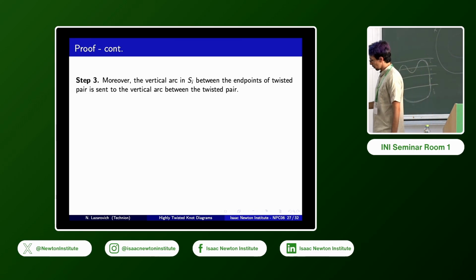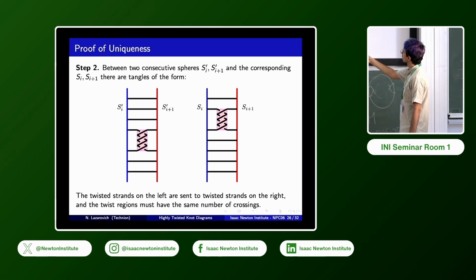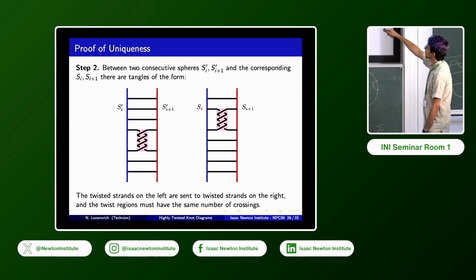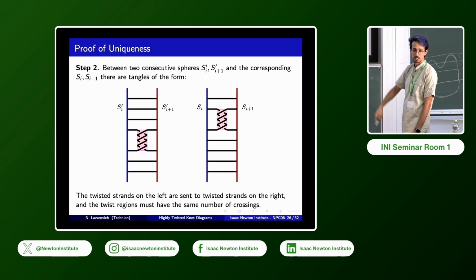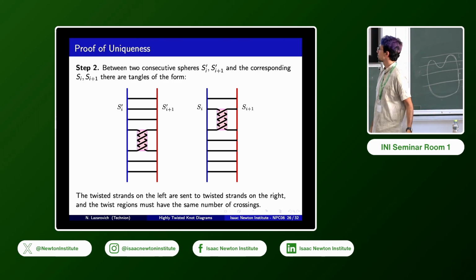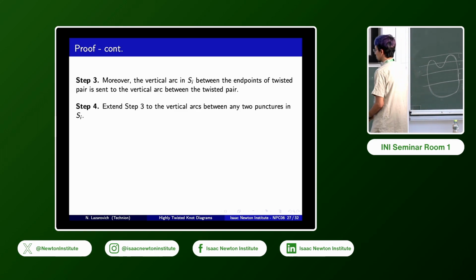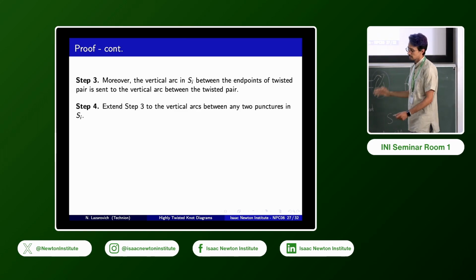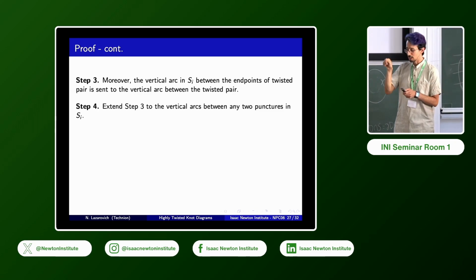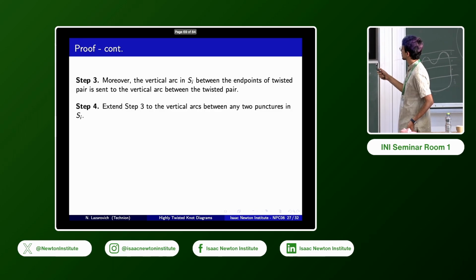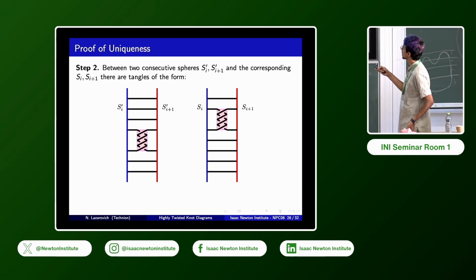Okay. Moreover, if you look at the vertical arc that goes between the endpoint of the twisted pair to the other endpoint, this must be sent to the vertical arc on the right. And it's again a topological property that one can prove. And then using the collection of all the vertical spheres, one can extend this to all vertical arcs. You know that even the little vertical arcs that you see there must be sent somewhere to a vertical arc.